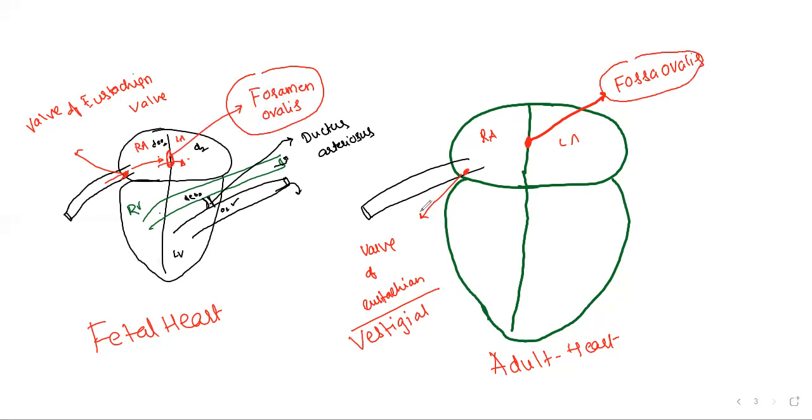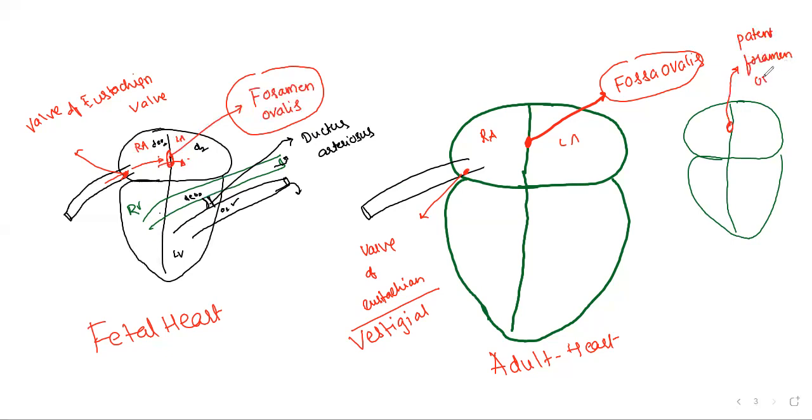For your understanding, in case, sir, what happens if it is not closed properly? We say it's a disease. If in the adult heart it is not closed properly and there is still an opening present, we call it patent foramen ovale. In general terms, this is what we call a hole in the heart. You heard about this?